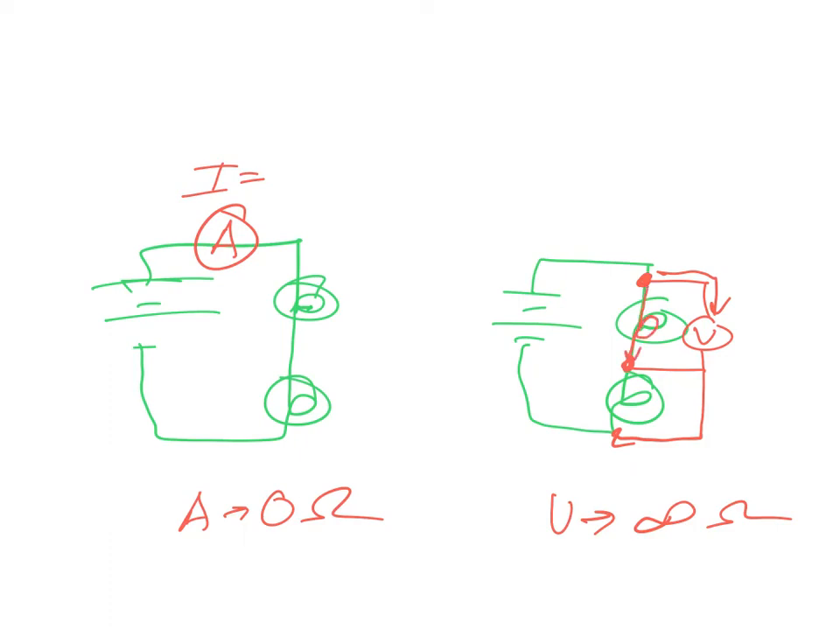So that's it for current and voltage. The last thing we're going to do is combine the concept of series and the concept of parallel circuits, and we're going to make what's known as complex circuits. We're going to take a look at that in the next segment.